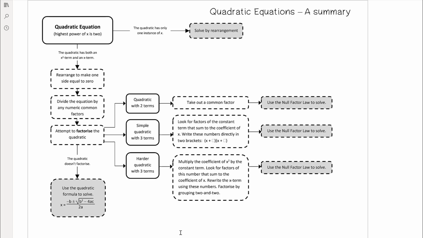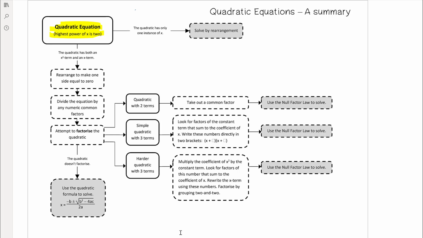And first of all, you need to recognize it as a quadratic equation. Then you need to decide which method is the best method. So this is the sort of decision process that should be happening in your head. So the first decision is, is it a quadratic equation? Is the highest power of x equal to 2? Okay. The next decision is, do we have only one instance of x?